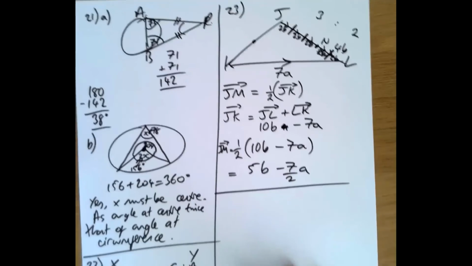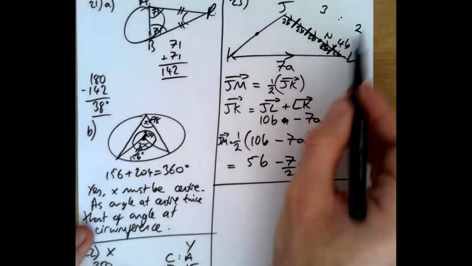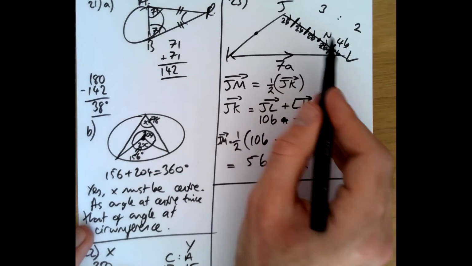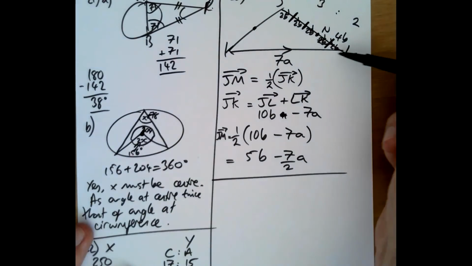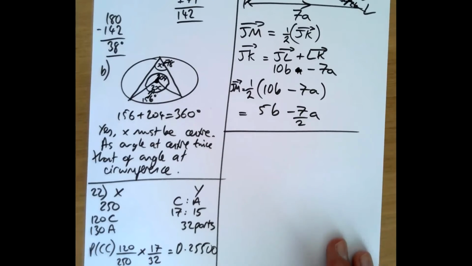So that's what you do. So break it down into the journeys that you know, the ratio bit, work out what one part is, and then multiply it up to work that out. And if you go against the arrow, you need to make that vector negative. So hopefully that one helped you with this one.